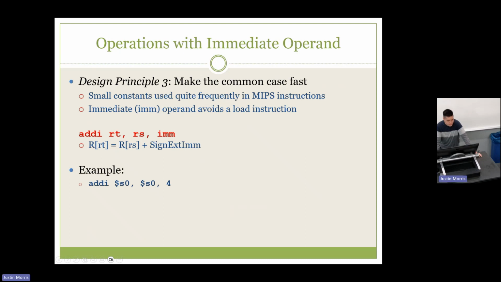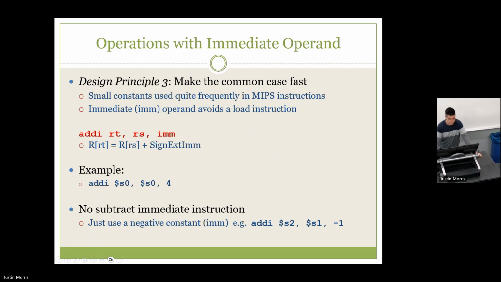Here's our example. Add immediate S0, S0, 4. So basically S0 plus 4 back into S0. So there's no subtract immediate instruction. This is just an optimization because if we just use a negative constant, add a negative number is subtraction, right?